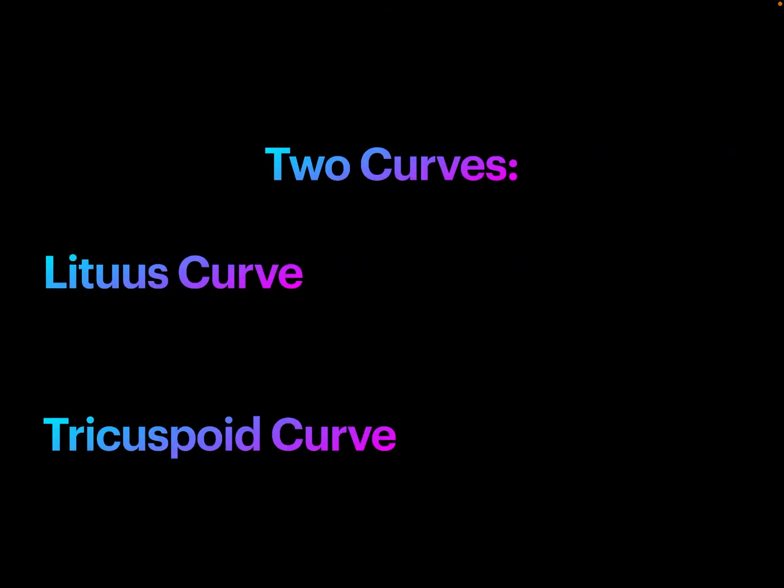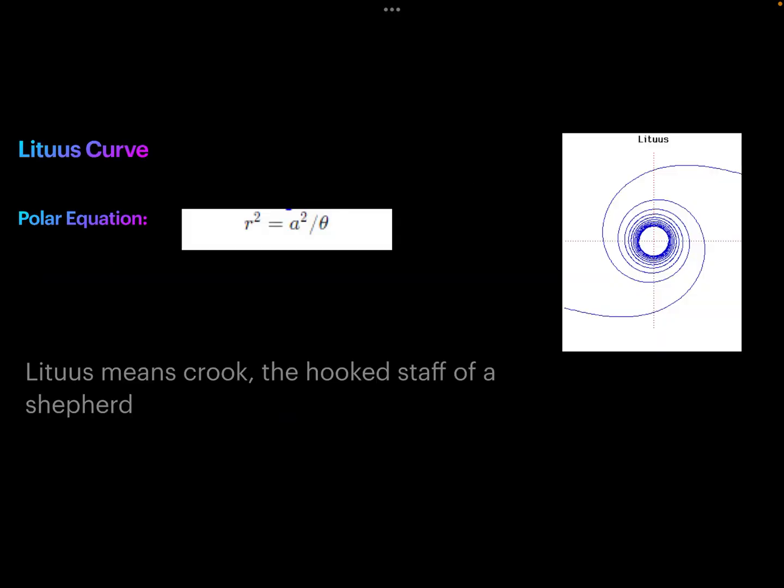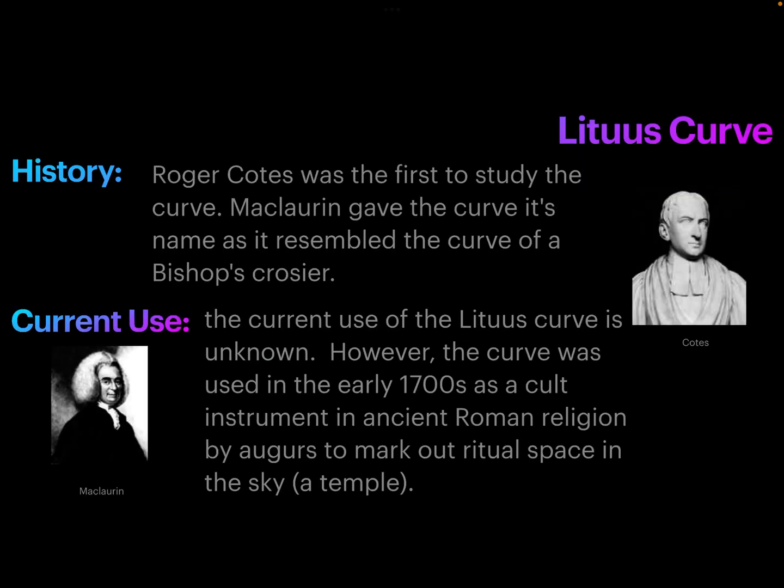The Lituus curve has been around since the 1700s. The polar equation for the Lituus curve is r squared equals a squared over theta. Lituus means crook, which is the hooked staff of a shepherd. Roger Coates was the first person to study this type of curve. Maclaurin gave the curve its name since it resembled the curve of a bishop's crosier.